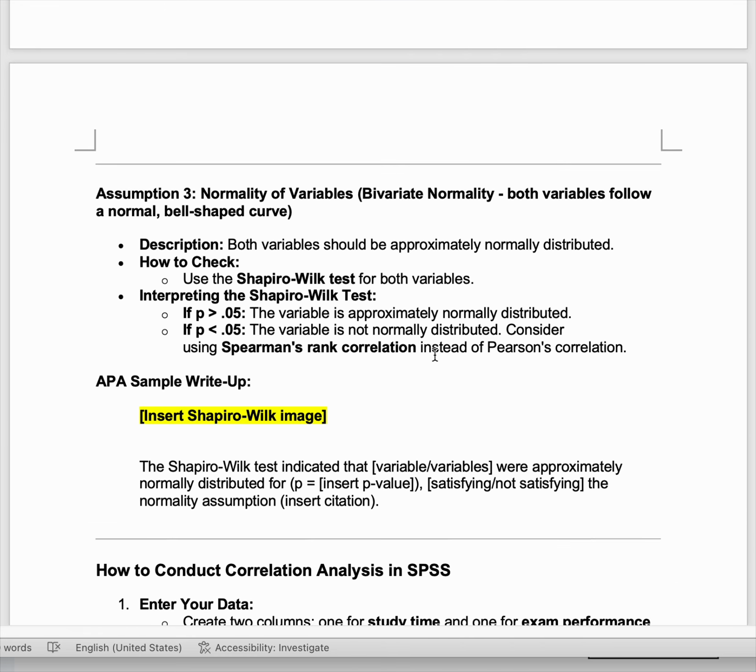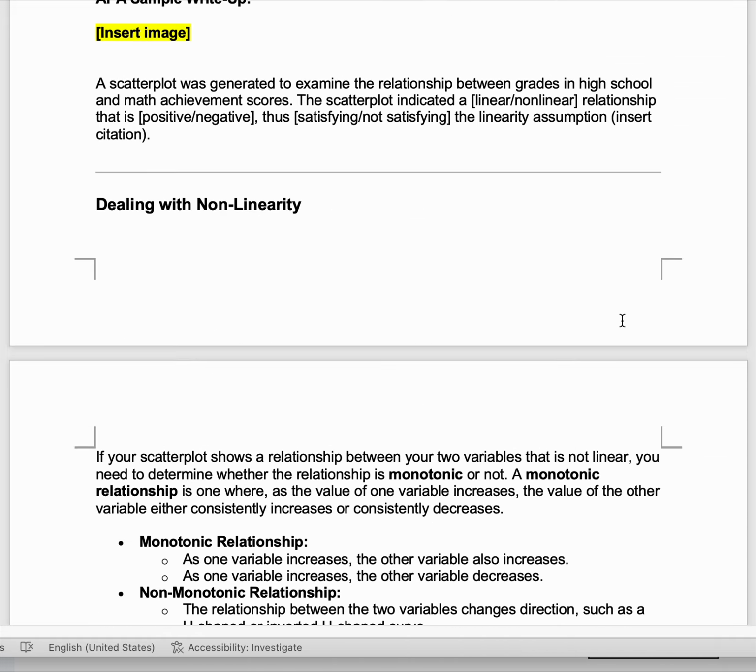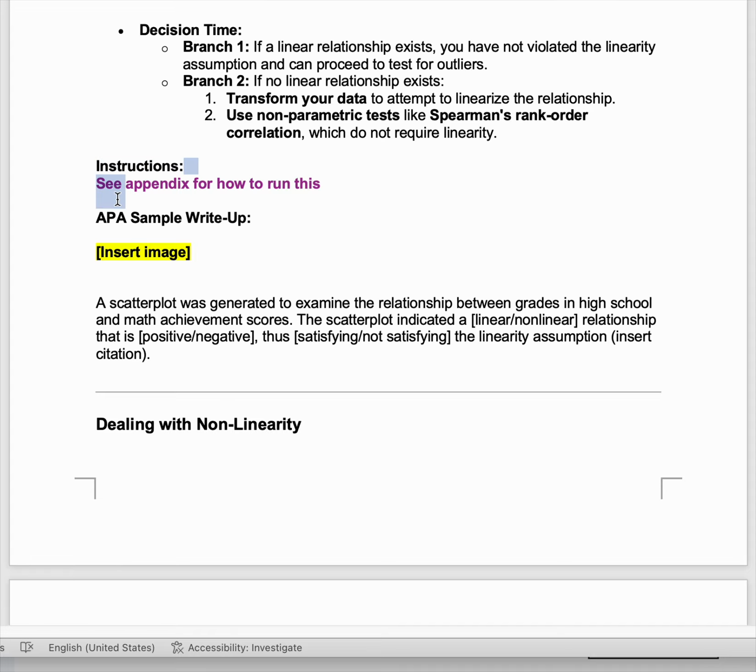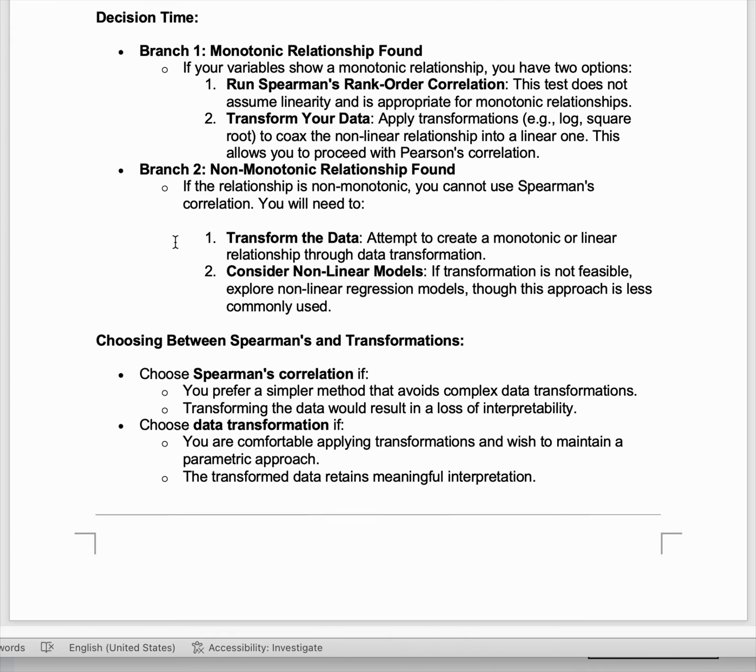So then I move into the Shapiro-Wilk, and if I'm looking at a Shapiro-Wilk, it will generate the outliers as well. So you will need to look at this and generate the outliers, and I'm just going to put a note to see the appendix for how to run this in these areas.